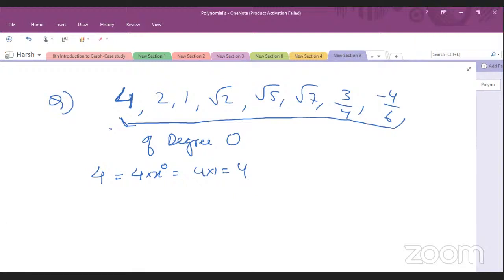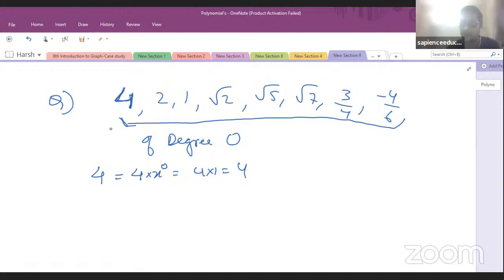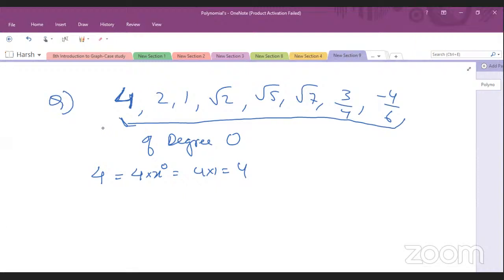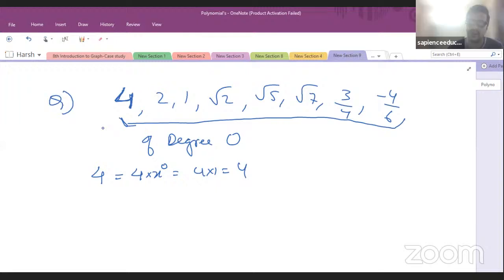Yes, sir. I hope you are writing all the examples, because this will come as an objective question. So all the constant numbers, all the rational and irrational numbers are polynomials, satisfying all the conditions, and the variable power is 0. So the degree of this polynomial is 0. Okay.